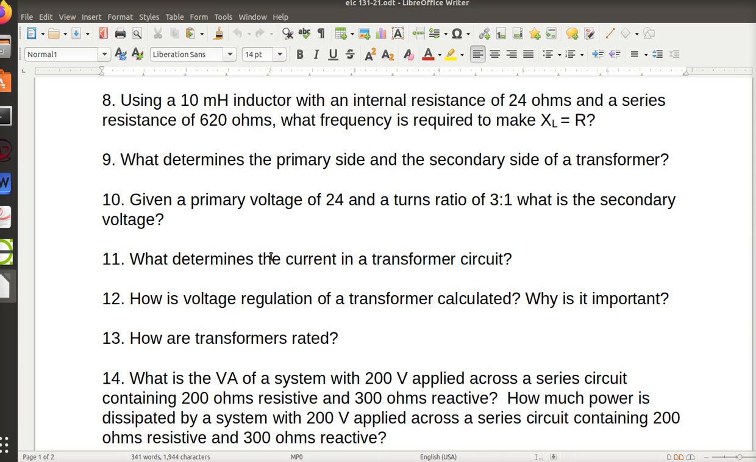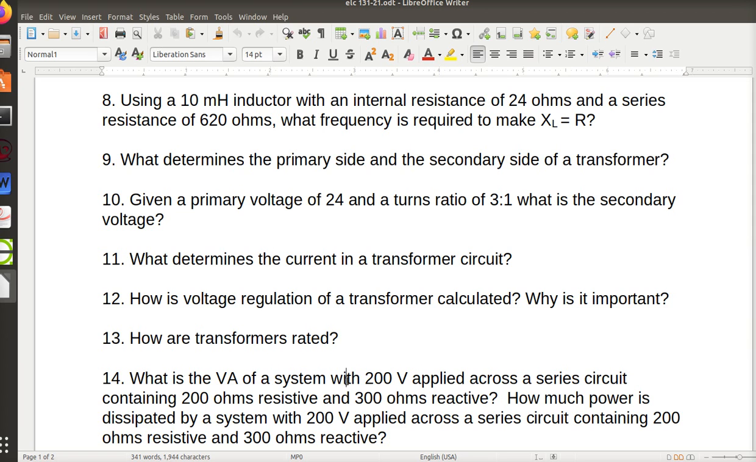So transformers are rated in the product of the volts times amps. And whether you do the primary side or the secondary side, the volt amps are equal on primary side and secondary side. Not technically equal, but we consider them equal. There is actually a little loss on the secondary side, but we usually ignore it to make the problems easier.